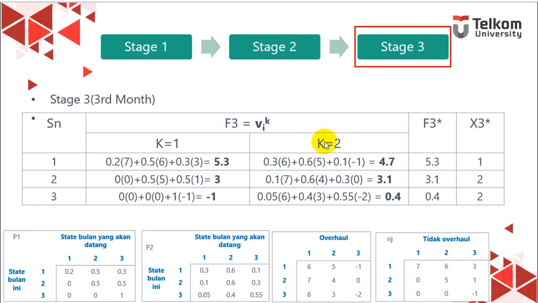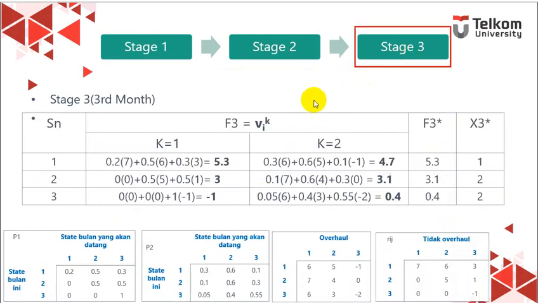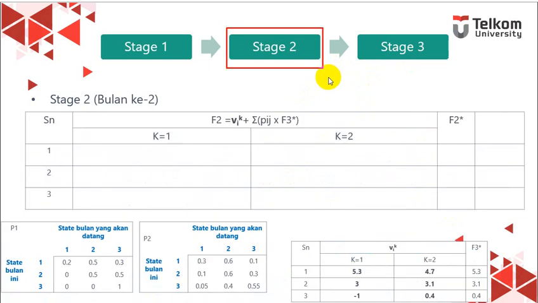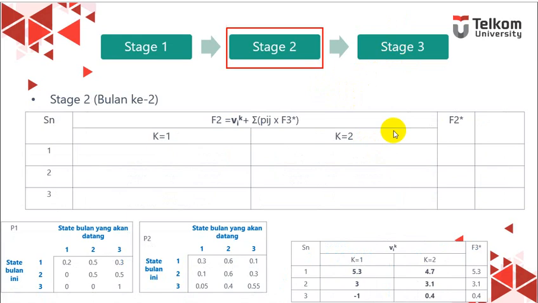And the next one is we are continuing to stage 2, but another dynamic programming. We know that the costs we are using in stage 2 are based on the value in stage 3. I'm sorry, the revenue in stage 2 is based on stage 3, the next step, because we are using backward. Okay, so and then the stage 2 here.